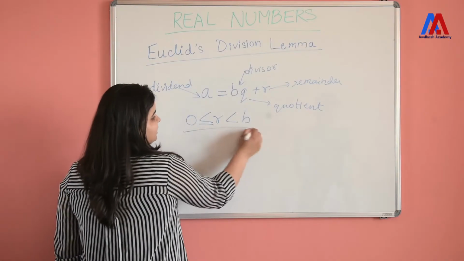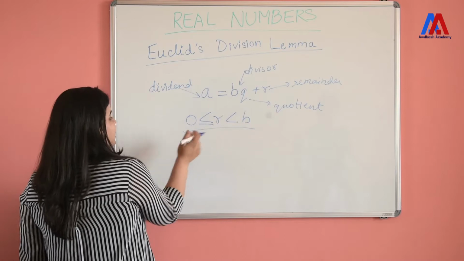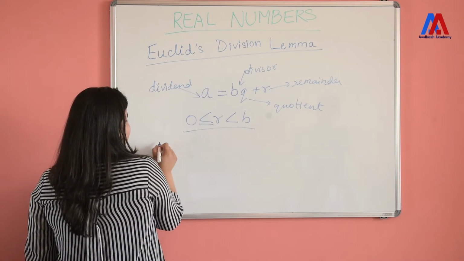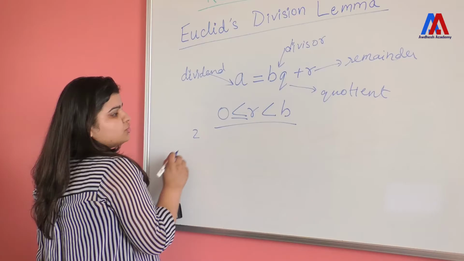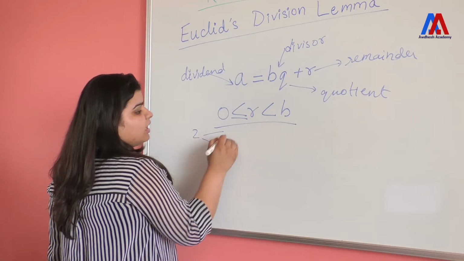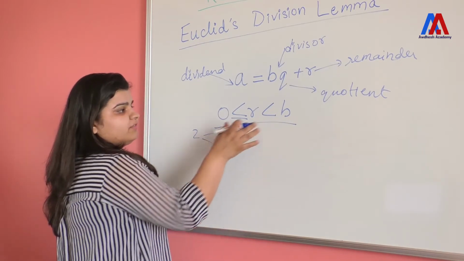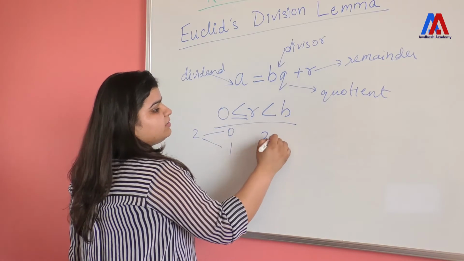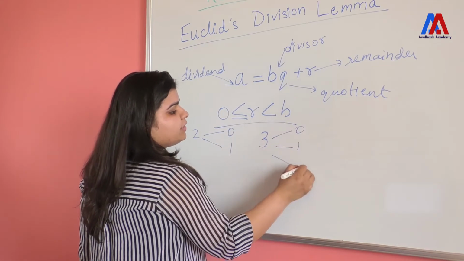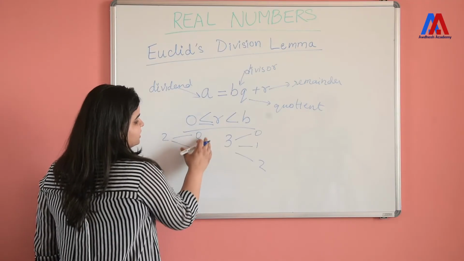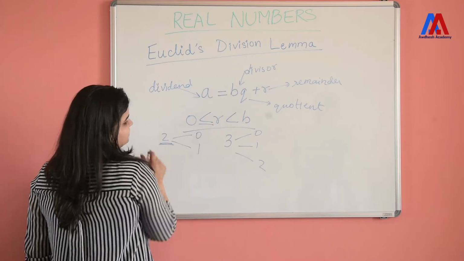Now coming to this particular part, suppose we were to divide any given number by 2. The possible remainders are only 0 and 1. If we divide a number by 3, then the possible remainders are 0, 1 and 2. That is, all the numbers which are lesser than the divisor.